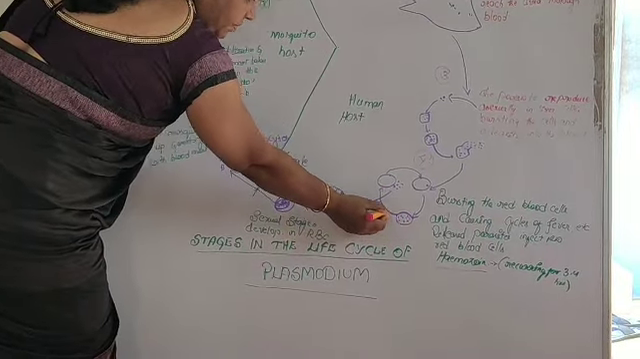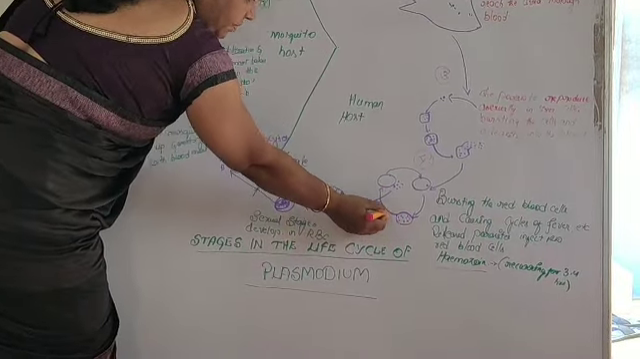Okay, some of them act as female gametes, and some of them act as male gametes. Further, whatever developmental stage takes place, it takes place in the mosquito host. Up to here, the asexual stage takes place in the human host. That's why I mentioned clearly that to complete their life cycle, the asexual stage develops in the human host, and the sexual stage develops in the mosquito host.